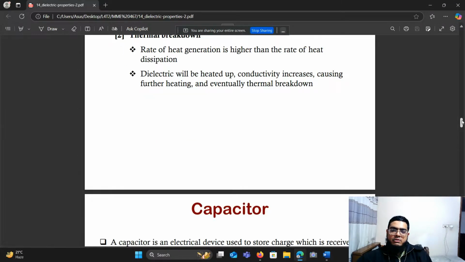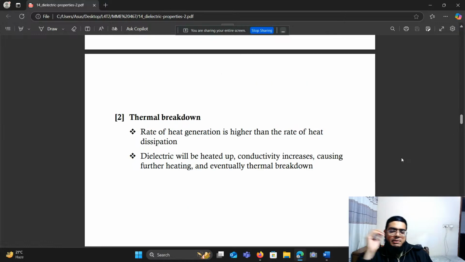The other kind of breakdown is thermal breakdown. Thermal breakdown is when the rate of heat generation is higher than the rate of heat dissipation. That means the generation of heat is higher than the heat that exits. The dielectric will be heated up and conductivity increases with the temperature, causing further heating and eventually thermal breakdown. So this is also a kind of chain reaction, a chain effect.